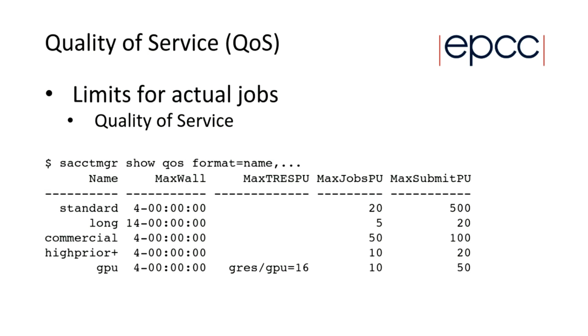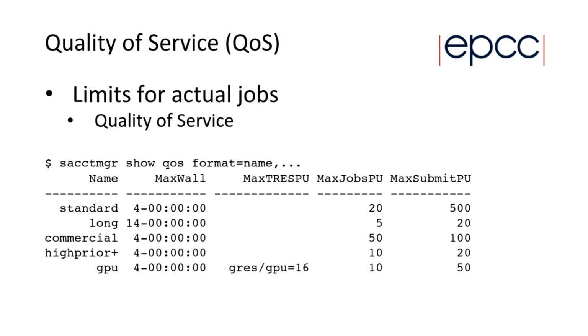So Slurm also has this idea of quality of service. So when you submit a job, it will end up in a physical partition, but also to determine the limits in terms of resources, there's this idea of quality of service. So this rather strange command gives us an overview of quality of service. So there is a standard quality of service which goes along with the standard partition.